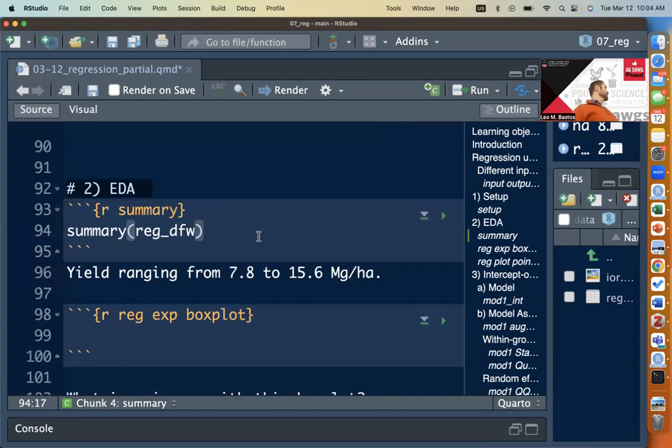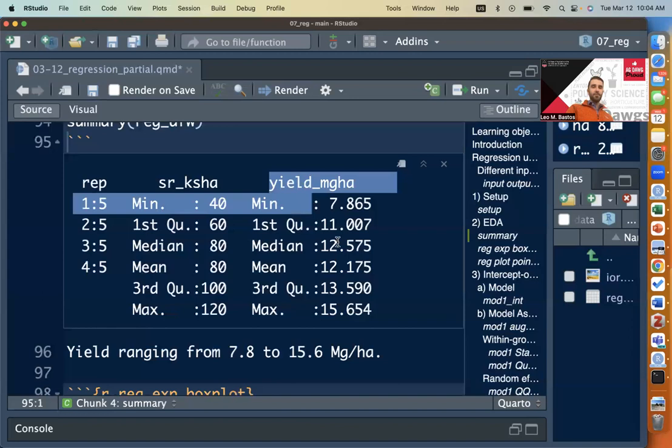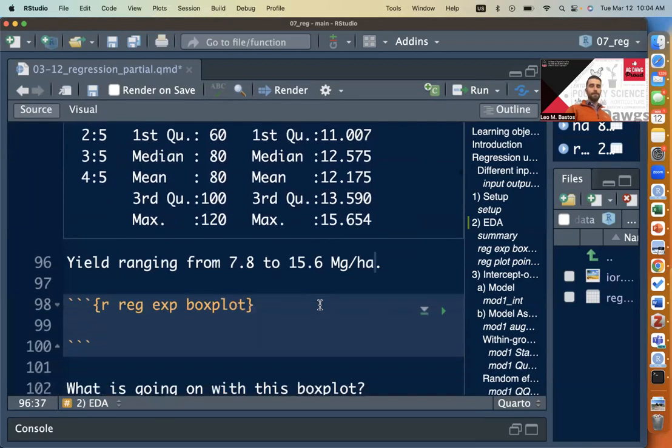All right, as always, I encourage you to check your data doing EDA. So let's start with the summary. If we ask for a summary, I left you the code there. We can see here, really in this case, the most interesting is that yield column, where we see yield is ranging from about 7.87 to 15.65 megagrams per hectare. These values look good to me. They make sense. They're biologically possible. No reason to believe there is something wrong with this.